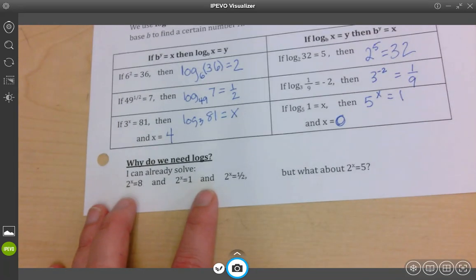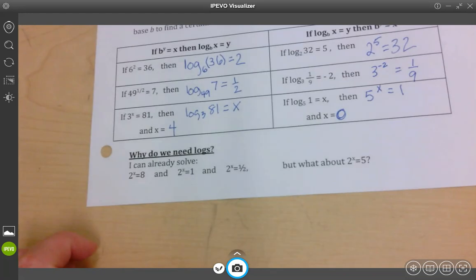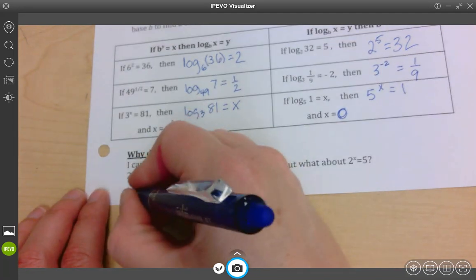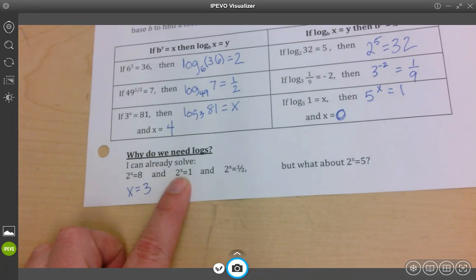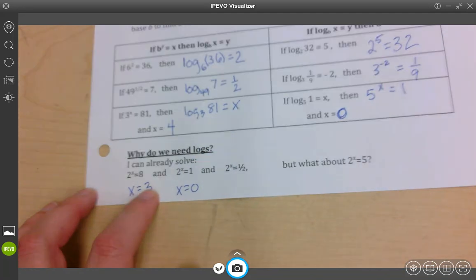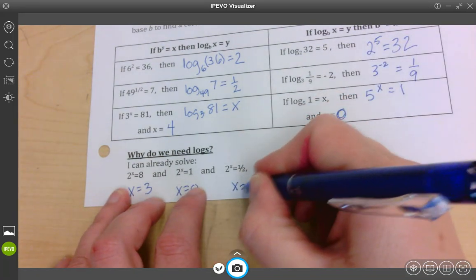All right, so why do we need logs? I already know if I have 2 to the x equals 8, then x equals what? More than 2, because 2 to the 2 is 4. 2 to the 3, yeah. So I know how to figure this out. 2 to the 3 equals 8. I know 2 to the what equals 1? Good. And I can even do 2 to the x equals 1/2. What's x in that case? -1. So these are all things that we can figure out with exponents.